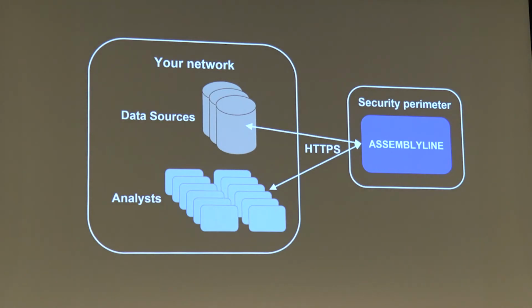So how does this actually plug in, right? AssemblyLine, secure perimeter over there, don't trust it, pretend it's evil. Over here, you have your analyst. You can do all of your manual submissions. That's great. But realistically, you're going to want to plug this into something, right?